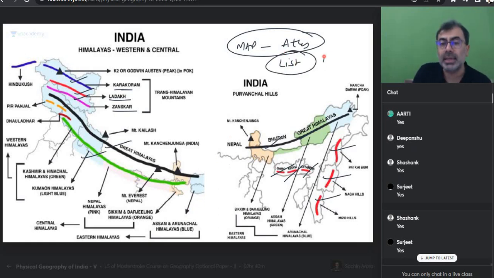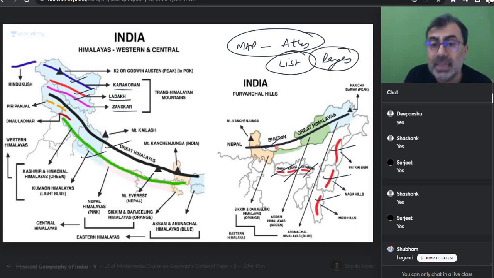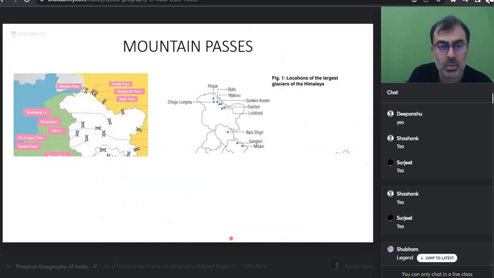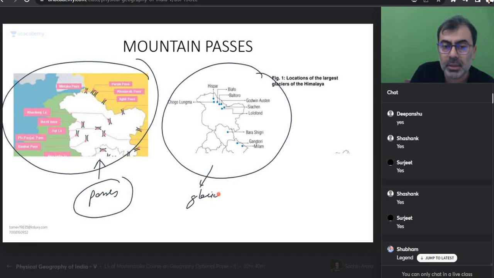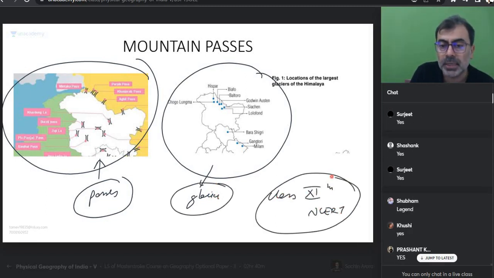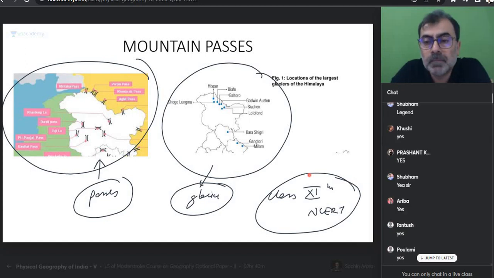List of what? Ranges. List of ranges associated with Himalayas. Just list of ranges. Don't have to give me details. And there are mountain passes and glaciers. कहाँ पे लिखे हैं ये? Everyone, is it written in class 11th NCERT? Can you do that so that I can start Himalayas tomorrow?